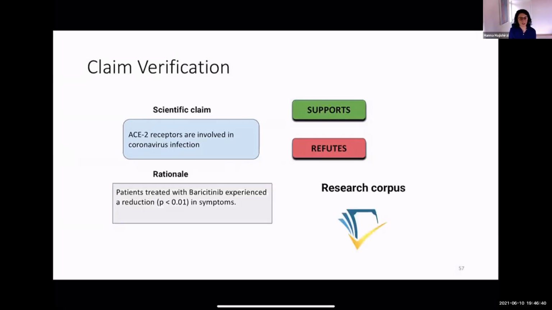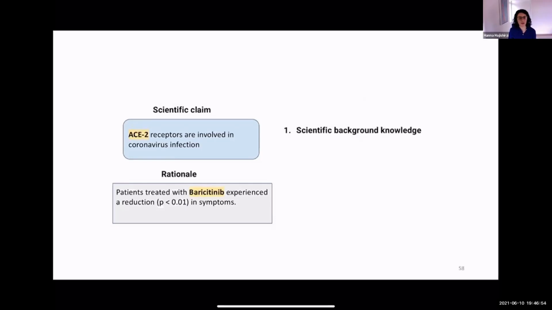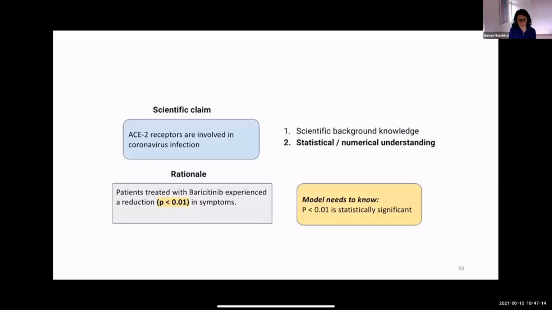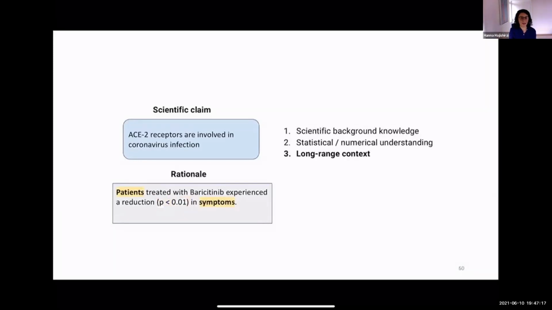We know this rationale sentence supports this claim, but in order to actually understand how this works, we really need to do multi-hop reasoning to follow that. First of all, we require some sort of scientific background knowledge to know that this drug actually disrupts ACE2 function. We need to have some statistical and numerical understanding that P is smaller than 0.01 means that it is statistically significant. We need to have NLP models able to deal with this long-range context.